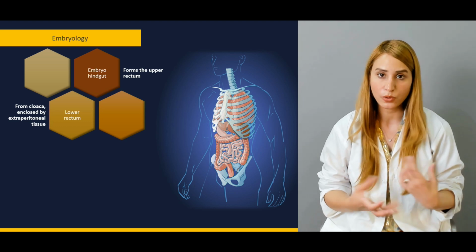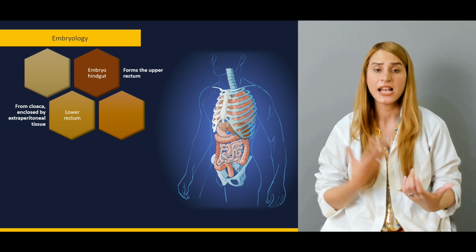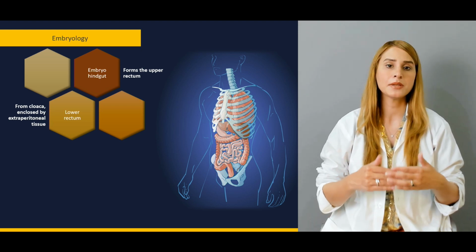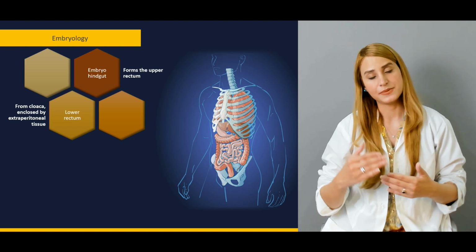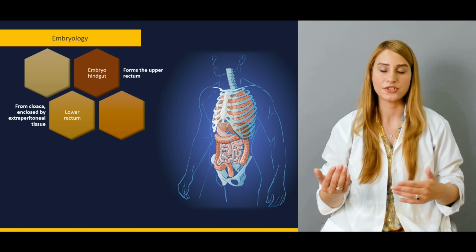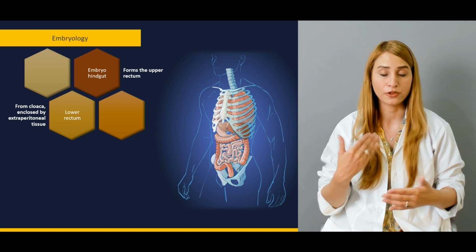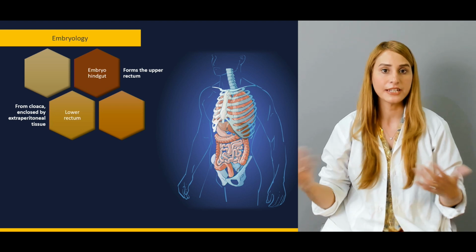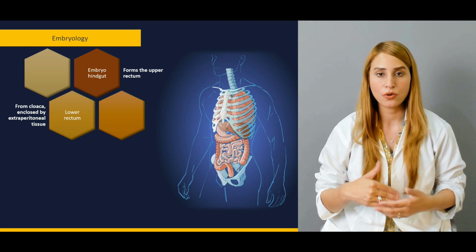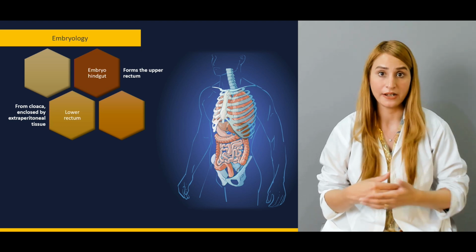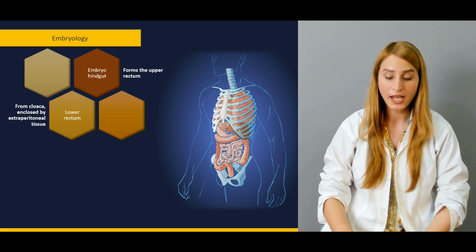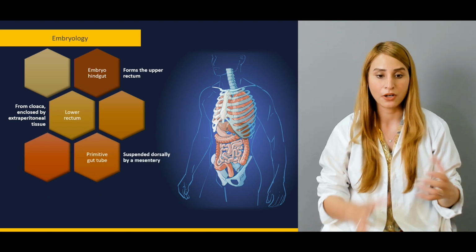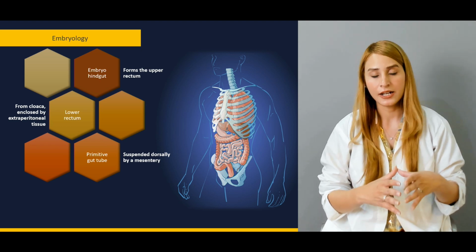So what is actually the cloaca? That is the opening which is developed embryologically. What we have to keep in mind is that the upper rectum develops from a different structure, and the lower rectum develops from a different structure. The upper rectum develops from the embryological hindgut, and the lower rectum develops from the cloaca, which is enclosed by the extraperitoneal tissue.